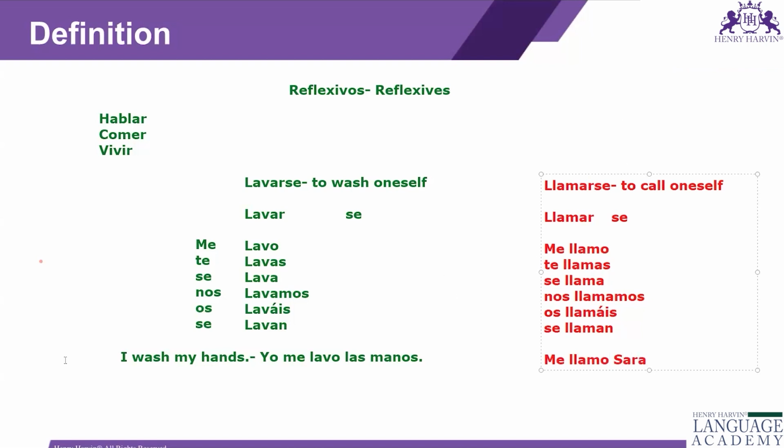Now I have a question. Why did we not write the hands sentence as yo me lavo manos? Me means my. What do you think? Me manos.